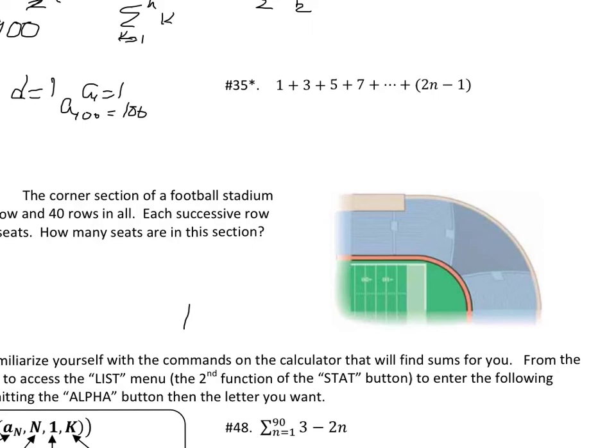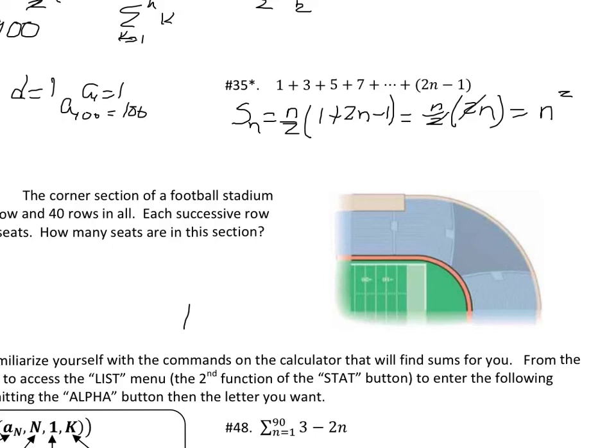All right, let's look at number 35. This is an nth term. So our sum then is n over 2 times the first term, 1, plus the last term, 2n minus 1, which gives us n over 2 times 2n, which, as the 2's cancel, is n squared.